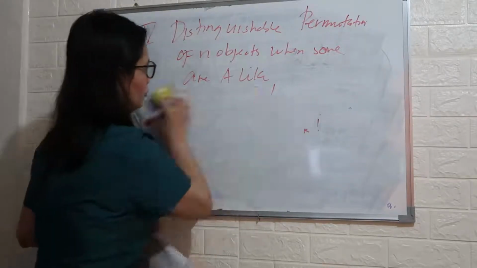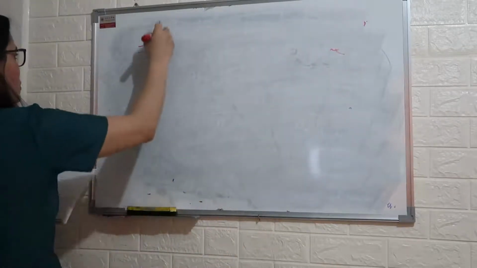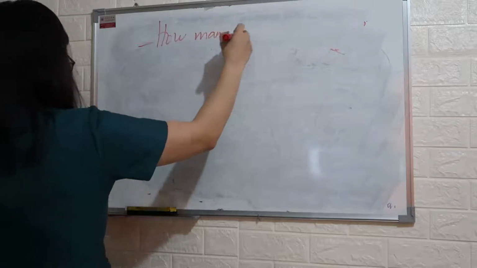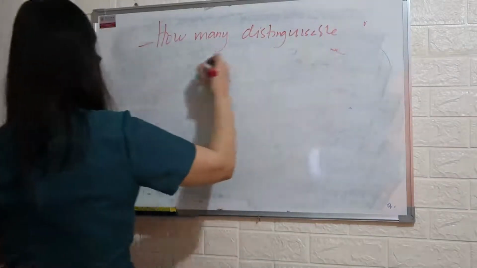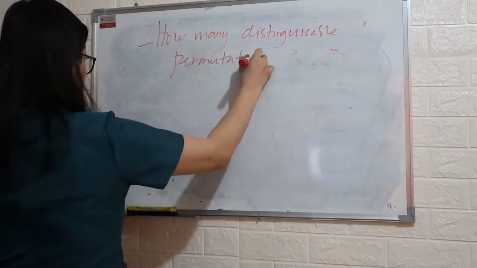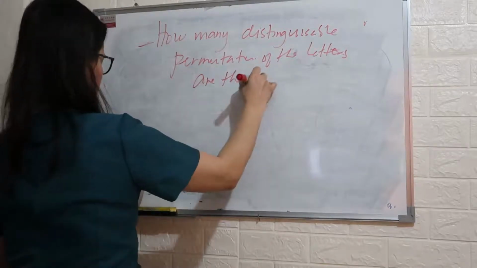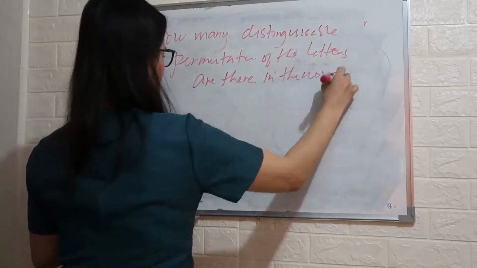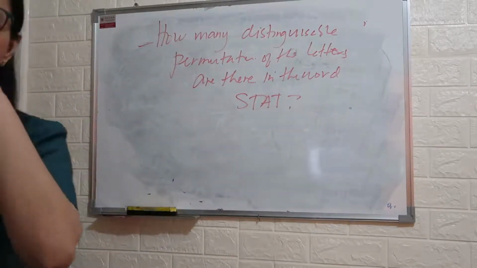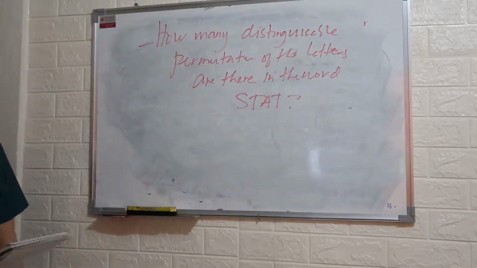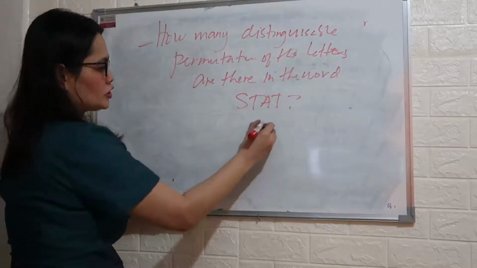Okay, for example, let's say how many distinguishable permutations of the letters are there in the word STATS? So how many distinguishable permutations of the letters are there in the word STATS? So first you need to count how many letters we have. So there are 6 letters.